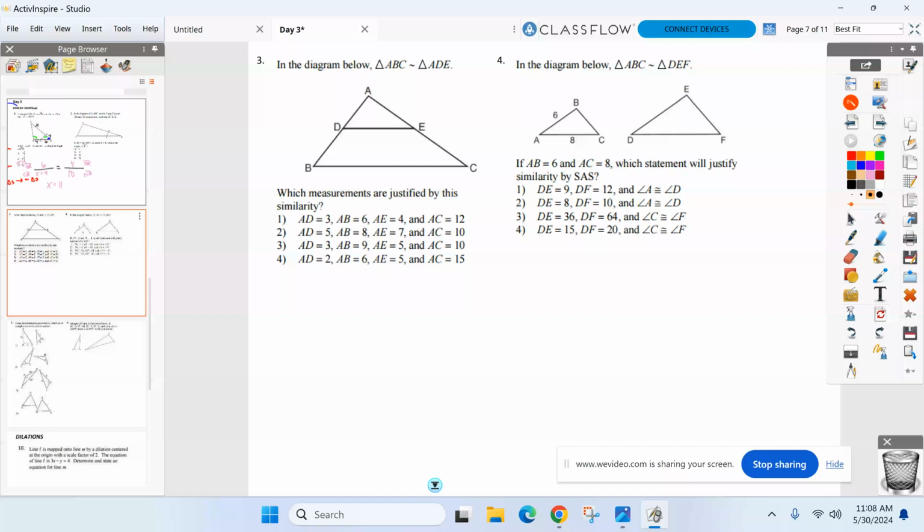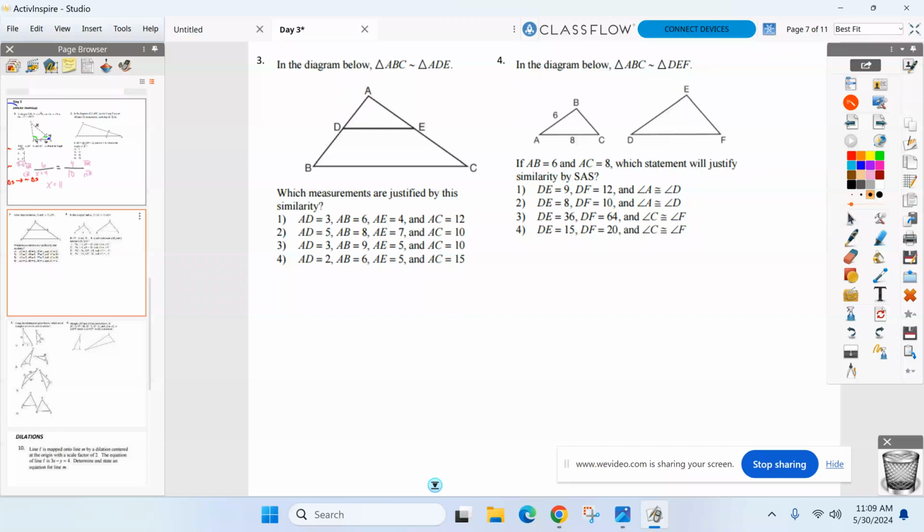I'm telling you the two triangles are similar, but here's the part you've got to be aware of. I want them to be similar by side angle side. So what combination of side lengths and angles would make them similar by side angle side? I want side angle side.